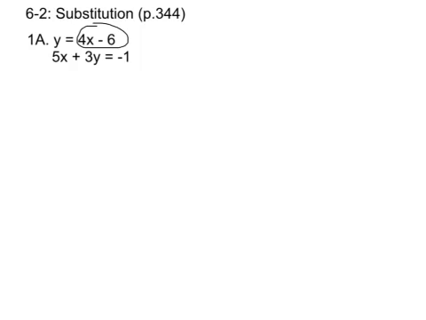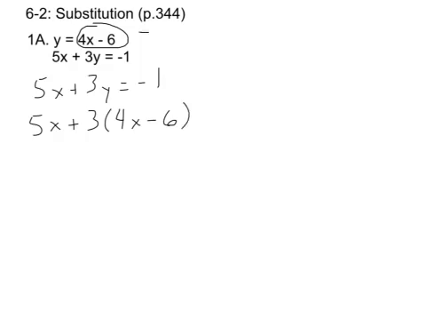So I'm going to substitute that directly into the second equation. I'm going to rewrite the second equation: 5x plus 3y equals negative 1. And now I'm going to substitute for y: 5x plus 3 times 4x minus 6, because I know y equals 4x minus 6. It says it right there in black and white. But I still have to write the rest of the equation.